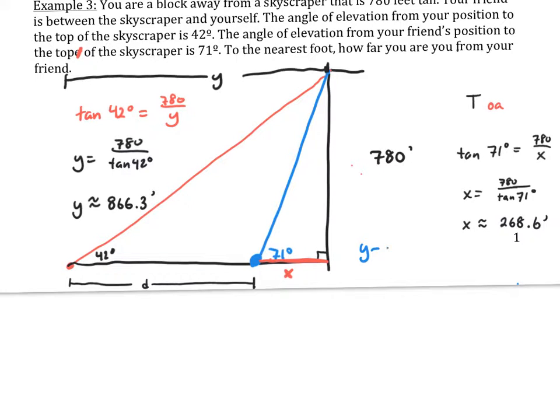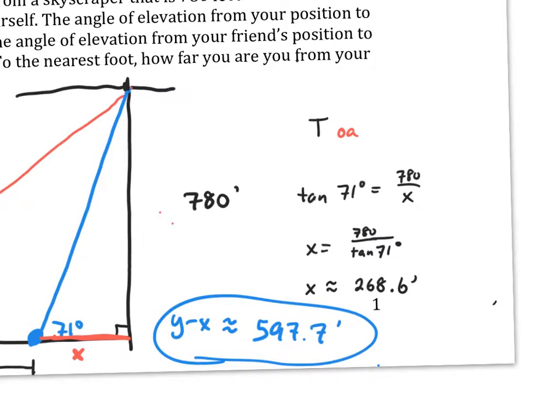And now our last thing to do is just subtract. We need y minus x in order to get the distance from my friend to me. And it yields approximately 597.7 feet. So to answer that question as a sentence, and it says nearest foot, I am about 598 feet away from my friend.